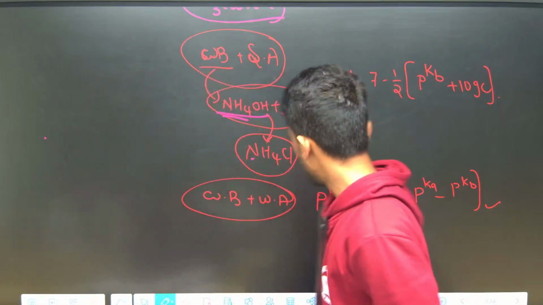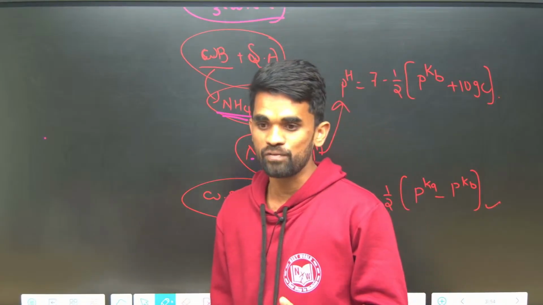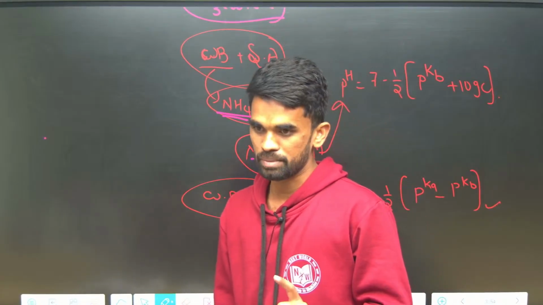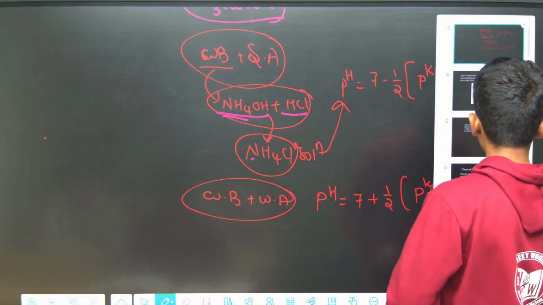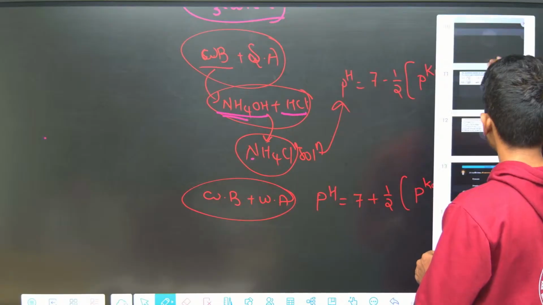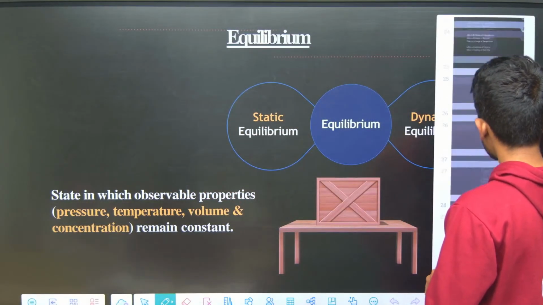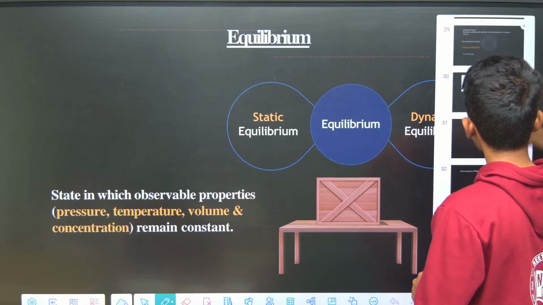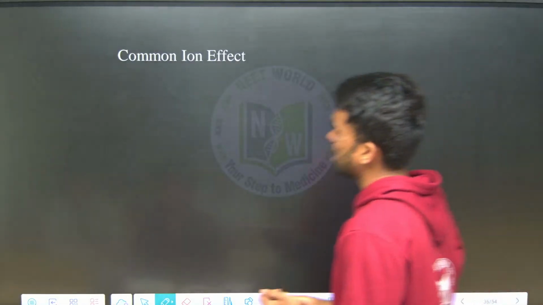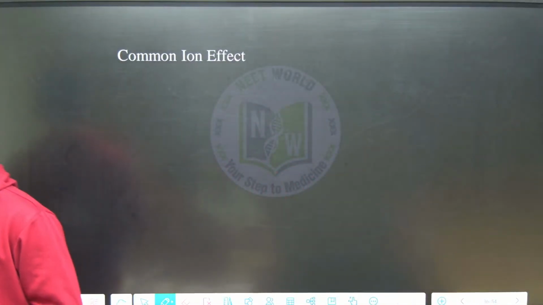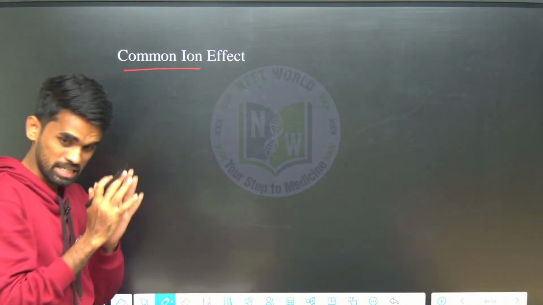So in this session we will be discussing a very important topic, the common ion effect based on Le Chatelier's principle, and next buffer solutions. Okay, so let's begin the session with the common ion effect first. Tell me what exactly common ion effect means. The name itself says a common ion. For example, look here.